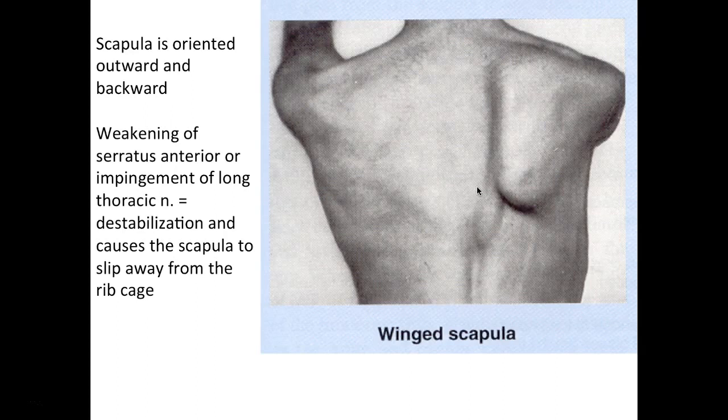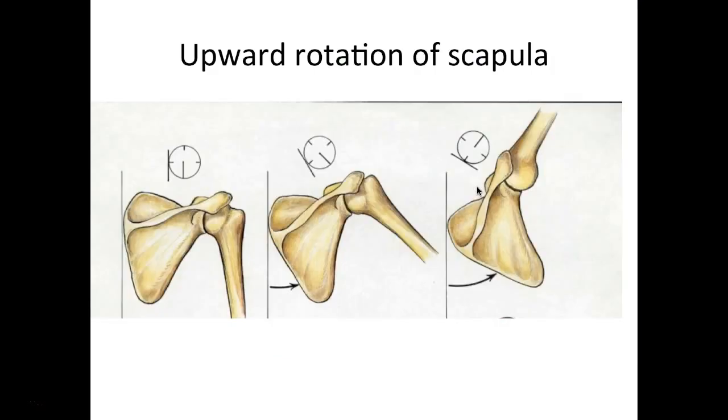The reason for this is usually we have some type of impingement or pinching of the long thoracic nerve, which is the specific nerve that innervates this muscle. So we have destabilization and it causes the scapula to slip away from the rib cage. This muscle is really helping it to stay in place, and also it'll allow us to do upward rotation of the scapula.